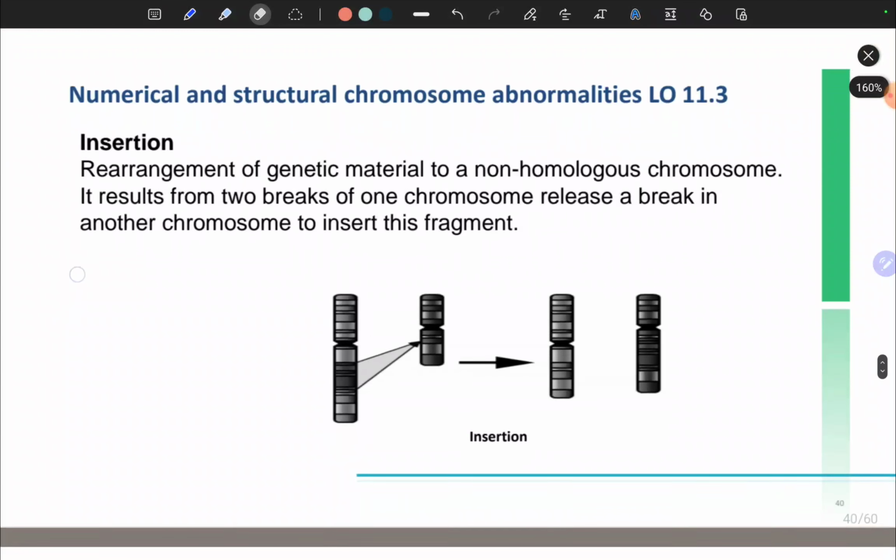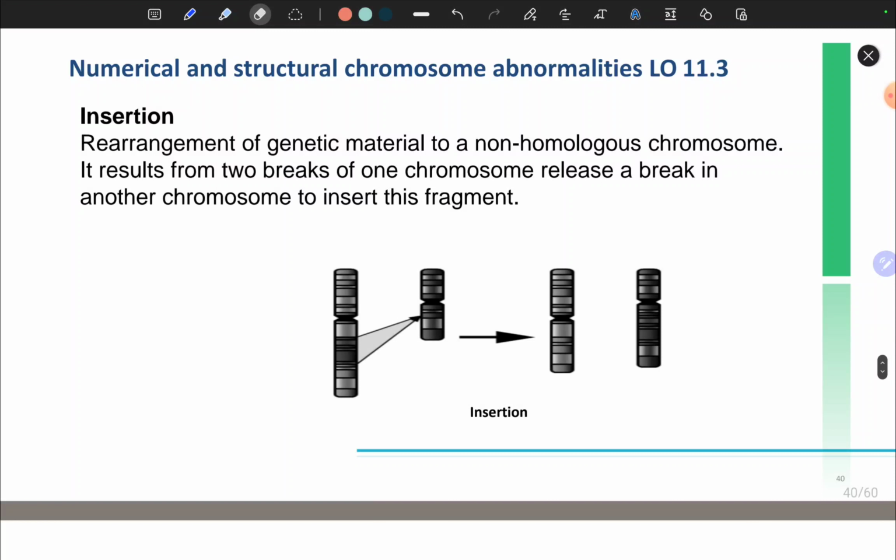And this is an insertion, which is also a rearrangement of genetic material to non-homologous chromosomes. Non-homologous means chromosome number 1 with chromosome number 3. Some of your colleagues asked: homologous chromosome means chromosome number 1 from the mother is homologous to chromosome number 1 of the father.